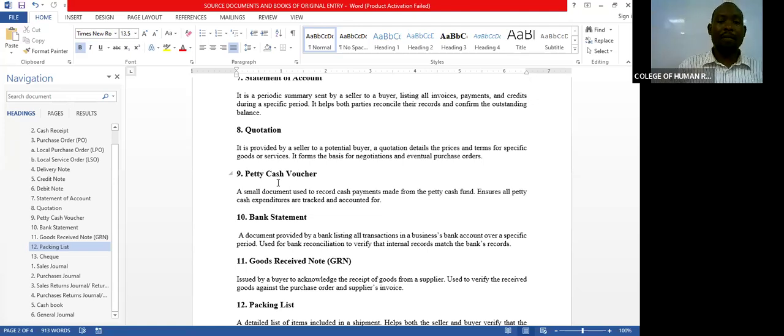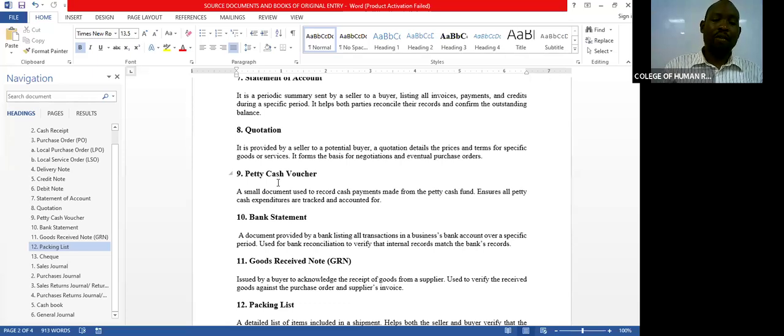So it gives a brief summary of all the transactions that took place in the business bank account for a specific period of time. If you want to request a bank statement, the bank will ask you, you want the bank statement from when to when? So it must be for a specific period of time, maybe from 1st January to 30th of March. Then for that period you will get the summary.